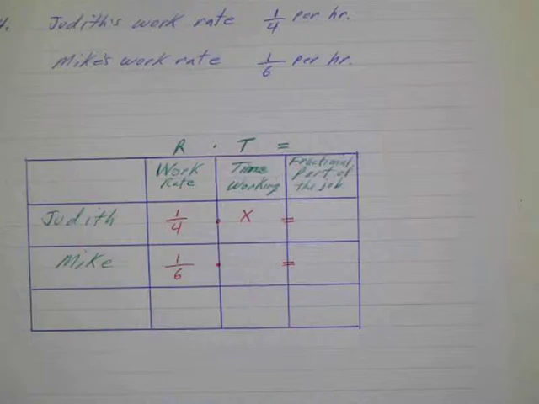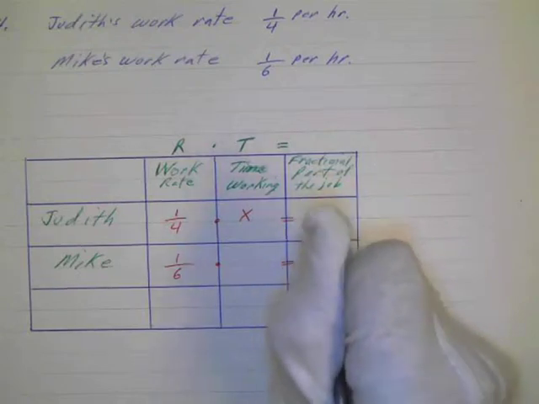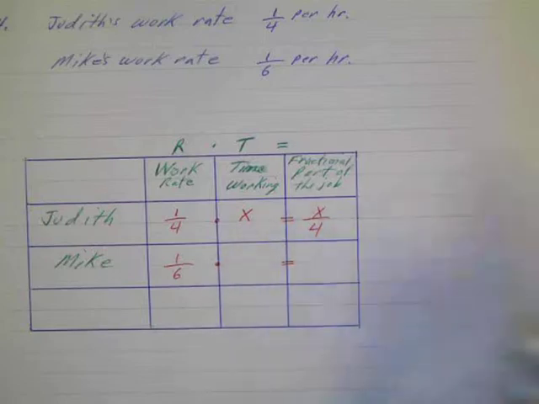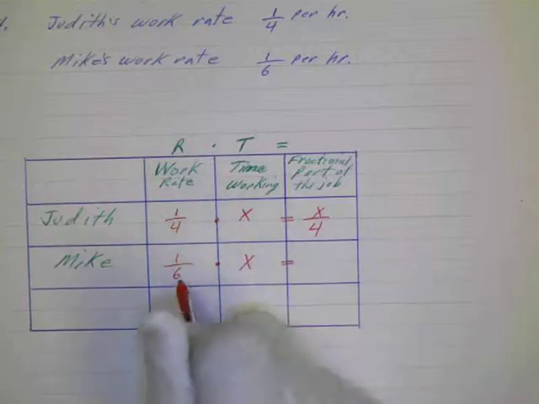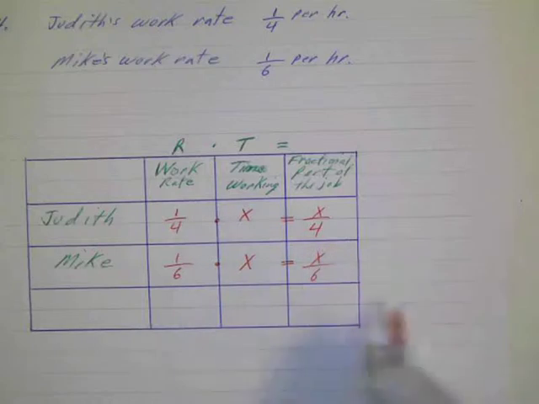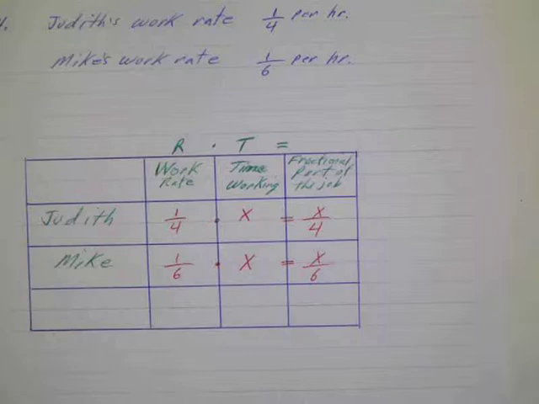Then Judith will do X/4 of the job. So we can multiply that across, and the job she's going to do would be X/4. If it was 1 hour, it'd be 1/4, 2 hours, 2/4, etc. They're going to work the same amount of time, so he's going to work X hours also, and he's going to do X/6 of the job. Now this is the part of the job that they're going to do. If it was 1 hour, Judith would do 1/4, Mike would do 1/6, but 1/4 plus 1/6 doesn't add up to a whole job, so X has got to be a little bit bigger than 1.